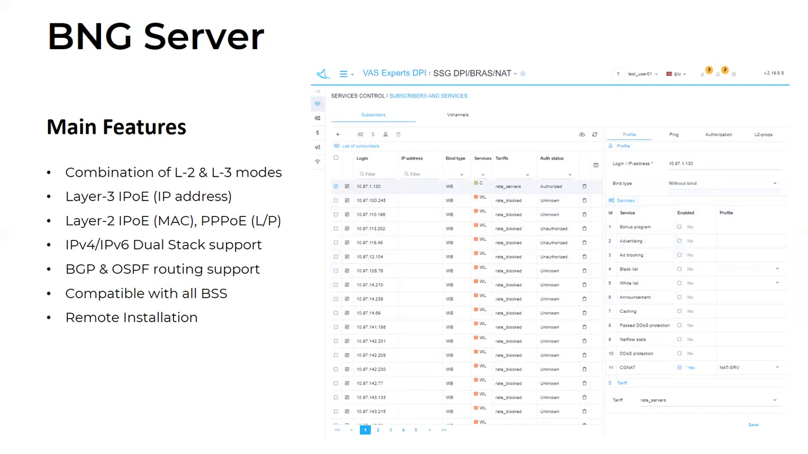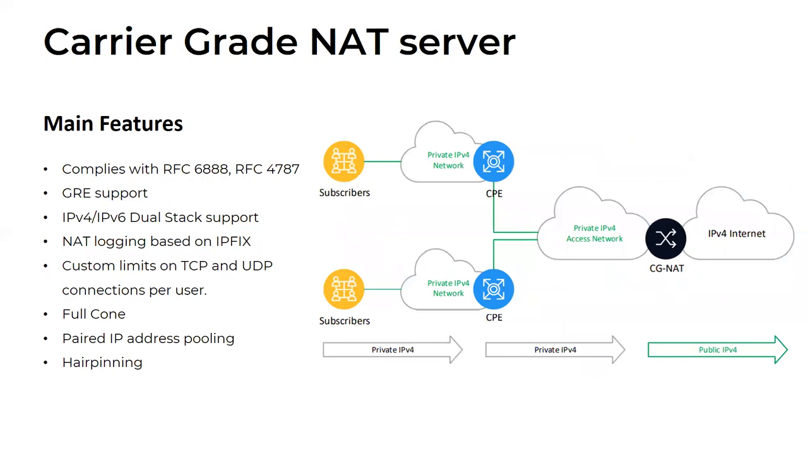Let us move on to the next server role of SSG, and it's the network address translation server. Here it is. As I've already mentioned, we recommend combining the NAT server with the PNG server, but it's also possible to use it separately. The NAT server should receive subscribers' data from a radius traffic copy. The main features of NAT server are the following. It complies with industry standards defined in RFC. It supports GRE tunnels.